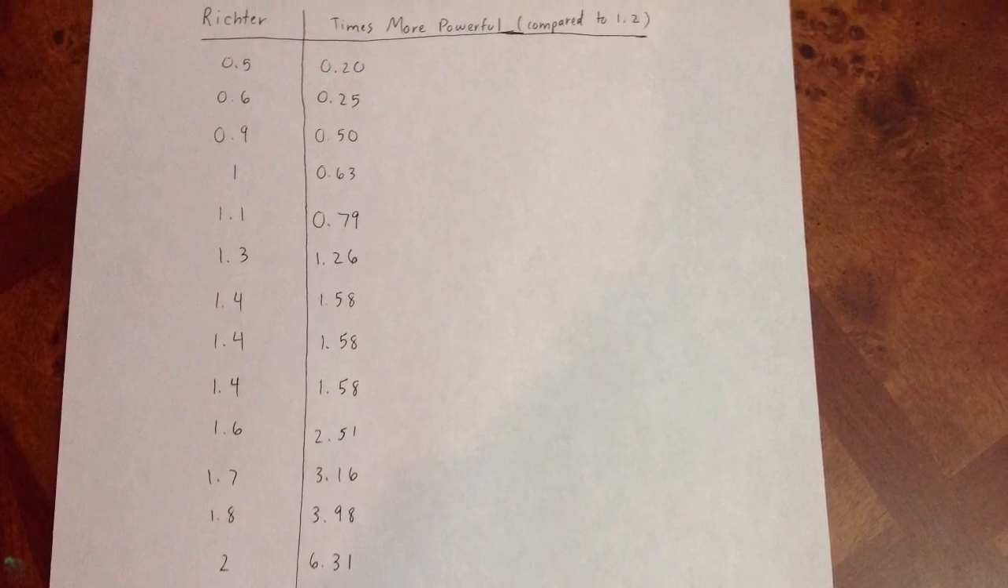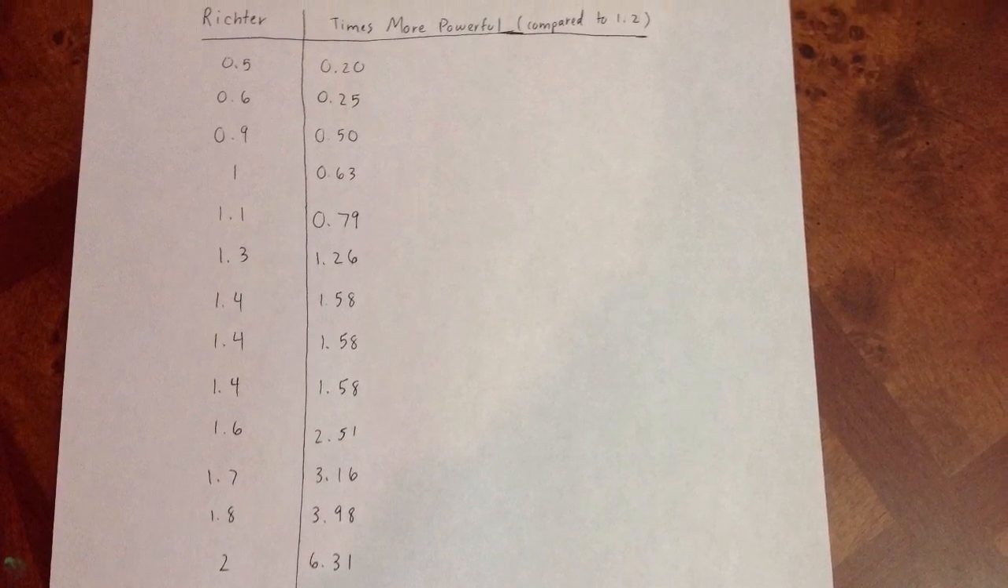The following is a data table that the USGS scientists acquired, showing the Richter values and the times more powerful values on the right-hand column, using the previous formula that I showed. It is clear that there is a positive trend, as all the times more powerful values are getting larger and larger.